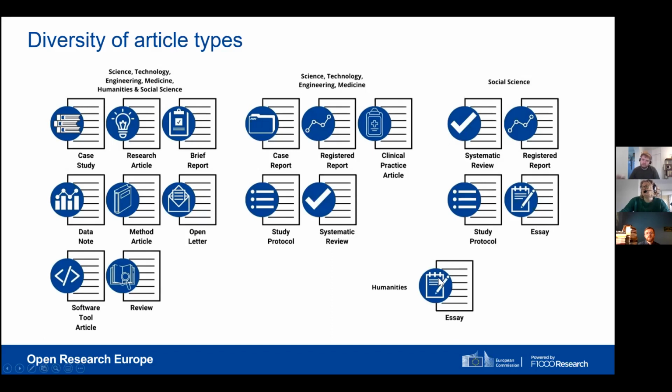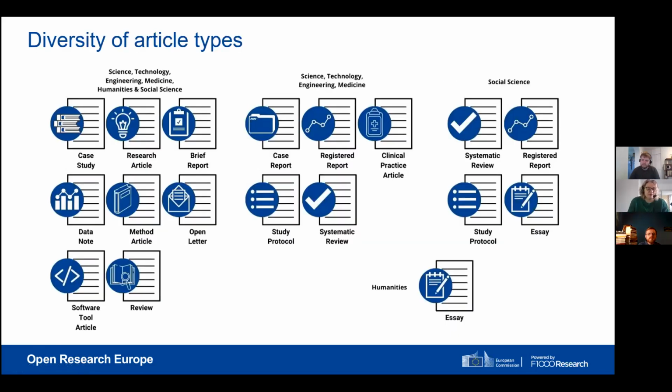And then finally at the bottom, we've got article types that are additionally available to the humanities, which is the essay article at the minute. That's the only extra article type that we're offering. So just to clarify again, on the left-hand side here, these article types are available to all subject areas. And then these are the additional ones that are available to the specific subject areas as well.